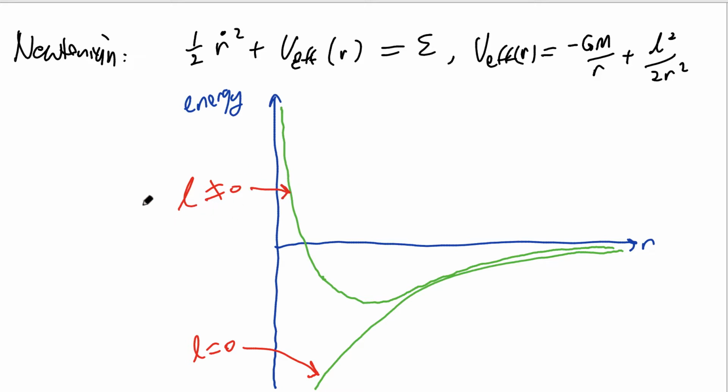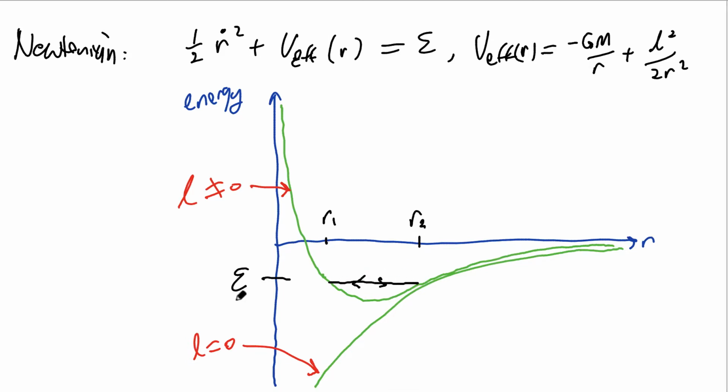So now let's focus on the case with non-zero angular momentum. An elliptic orbit corresponds to energy in this region where the effective particle just oscillates between turning points. So a turning point R1 and a turning point R2. And that corresponds, of course, to the planet coming closer and then farther away to the sun as it orbits. So this is the case of an elliptical orbit.